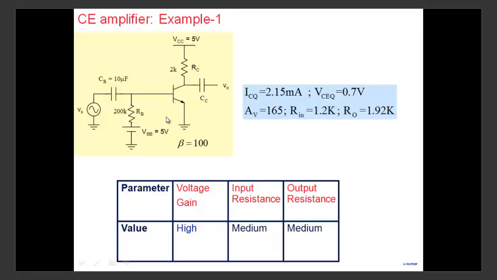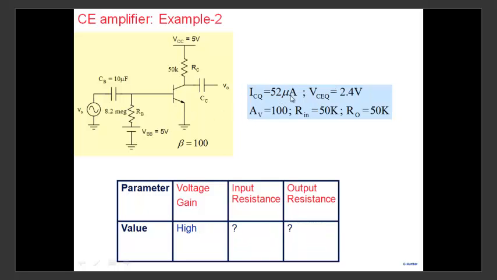Note the difference. This one was biased at 2 milliamperes. We bias now at 52 microamperes. VCQ is 2.4. We get 100. Rin of 50, R0 50.